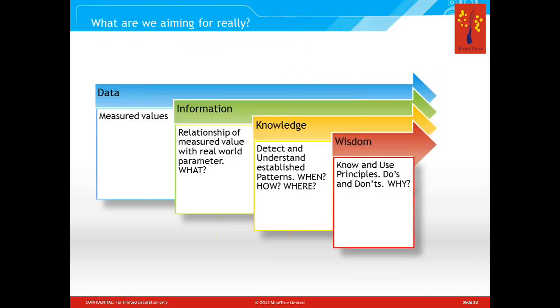So what are we aiming for really? From data, we are going towards wisdom. Data is basically measured values, sensed values. Information you can say is a relationship of measured values with real-world parameters. Then knowledge: from the information we detect and understand patterns, so we know the answers like when it happens, how it happens, where it happens. And finally wisdom, where we know the principles and then we can use these principles. For example, we know what the do's and don'ts are. We know why something happens. So that is the aim of our study.